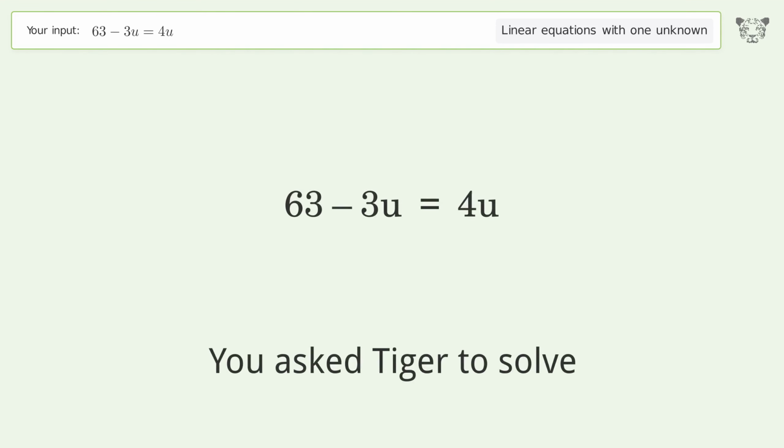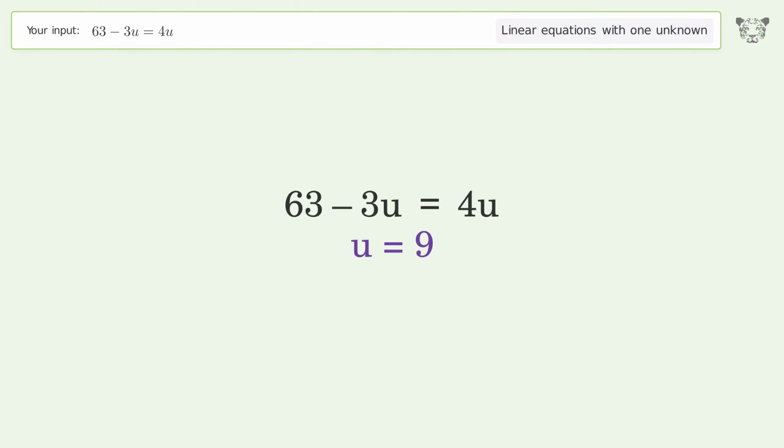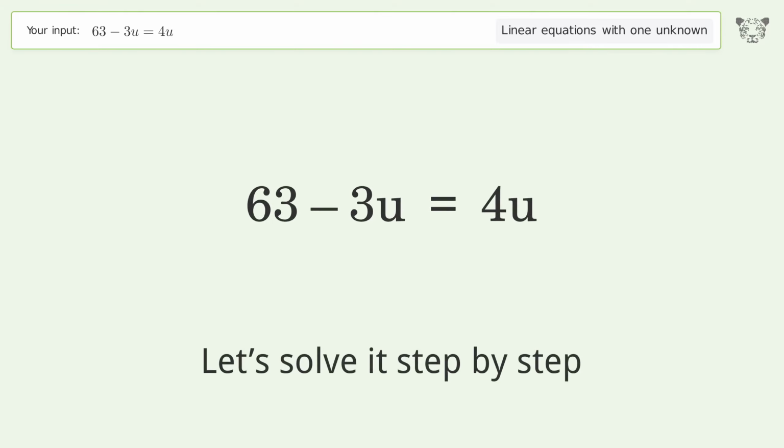You ask Tiger to solve. This deals with linear equations with one unknown. The final result is u equals 9. Let's solve it step by step.